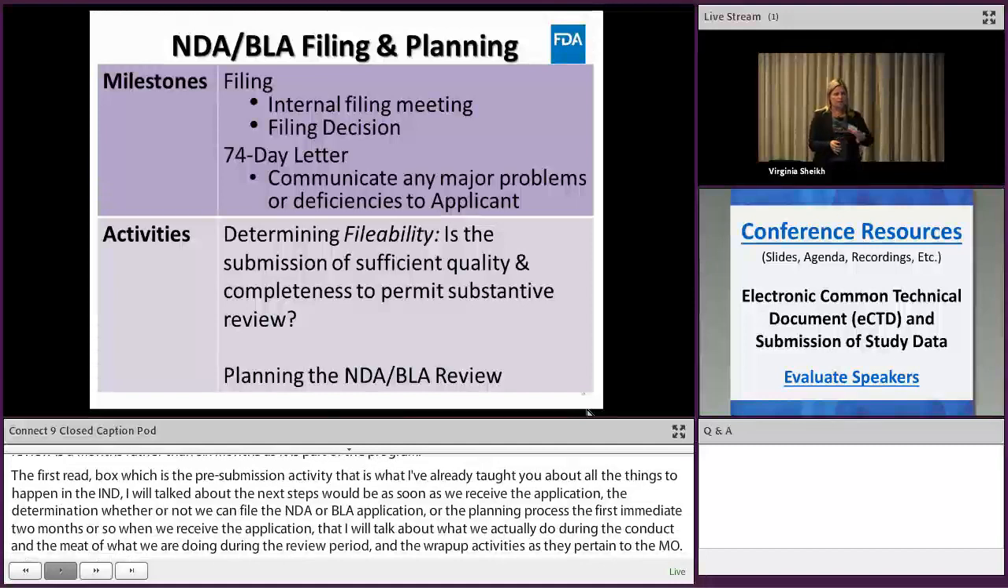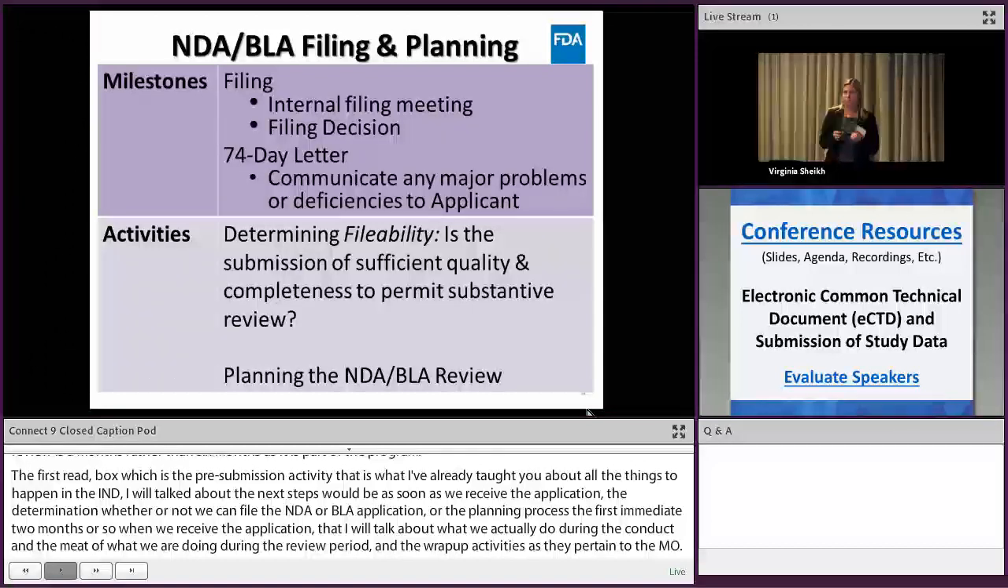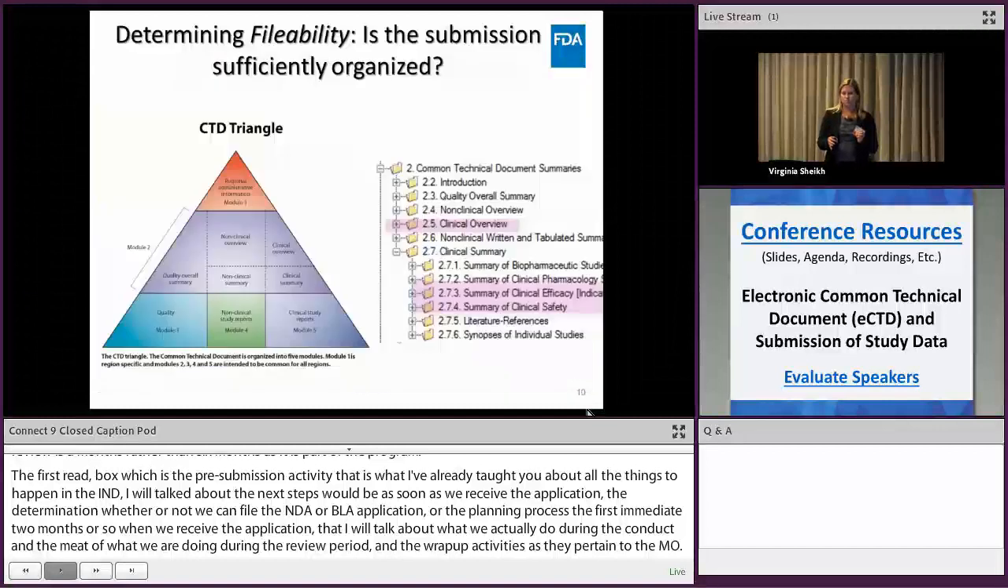So at the top, in the darker purple, I've shown you the milestones. These are the meetings that Swati and Lois are going to set up, and things they're going to tell me, you have to do this by this date, and they're going to have a whole calendar out. And then below that is what I'm actually going to have to do. So when I'm determining fileability from the clinical standpoint, now everybody else on the review team is determining fileability from their perspectives, whether it's the chemistry and manufacturing or the non-clinical, but we're determining whether the submission is of sufficient quality and completeness to permit a substantive review. And then we're going to be planning it.